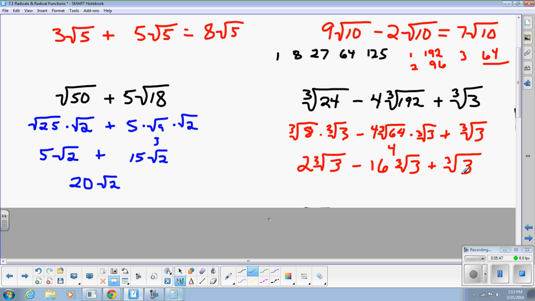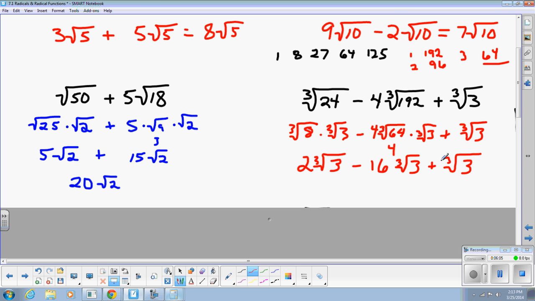Now let's take a look. Do I have common factors? I have a common factor of cubed root of 3, cubed root of 3, and cubed root of 3. So that means I'm going to add and subtract my numbers in the front of those irrational numbers. I have a 2 minus 16. That is 14 times the cubed root of 3.